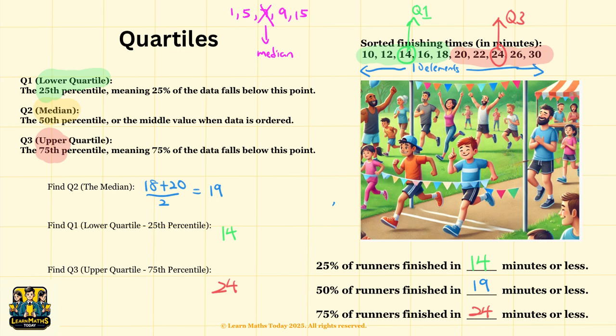To find the first quartile, or the lower quartile, we want the median of the list 1 and 5. The median of this list is just the average of these two numbers, 1 and 5, which gives us 3. And to find the upper quartile, or the 75th percentile, we take the average of 9 and 15, which gives us 12.